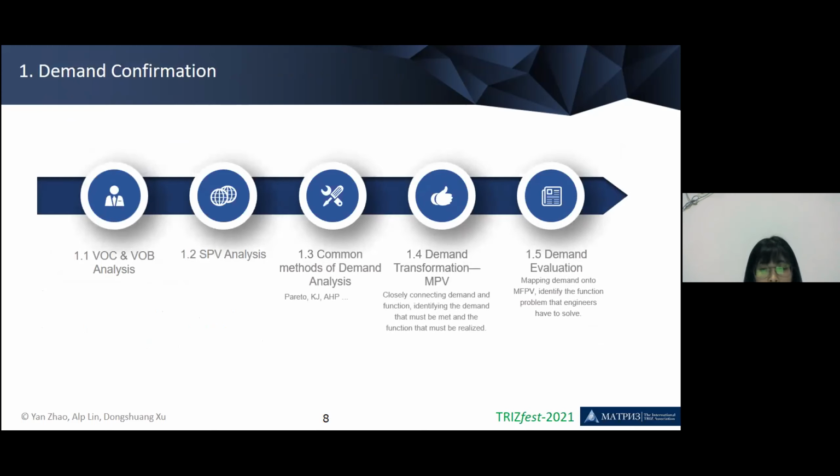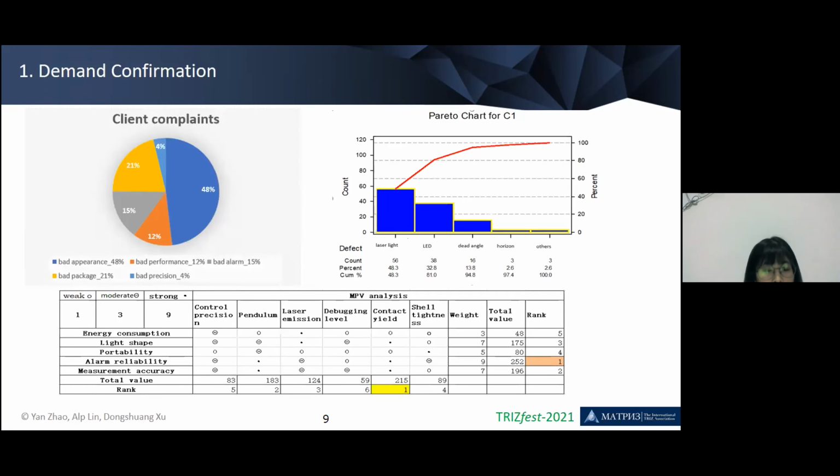So we collect demand from our clients. There are many different complaints, such as they are not satisfied with the appearance design, or they think the alarm system is not good enough, the precision is not good enough. We also collect demand from work sites, like the laser light doesn't work or the LED doesn't work. After collecting all the demands, we cluster and categorize them. We got the MSPB. You can see it in the chart below. The MSPB includes energy consumption, light shape, portability, alarm reliability, measurement accuracy.